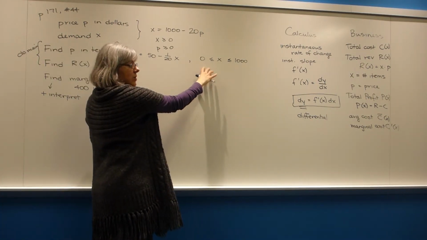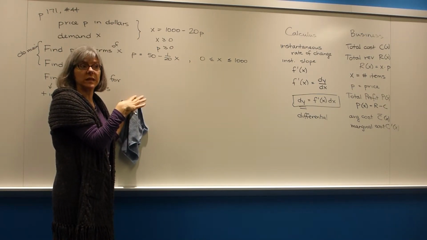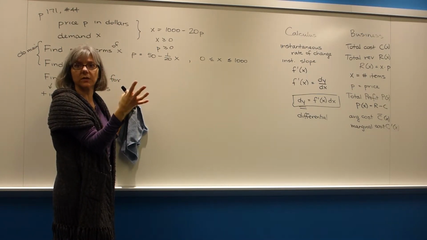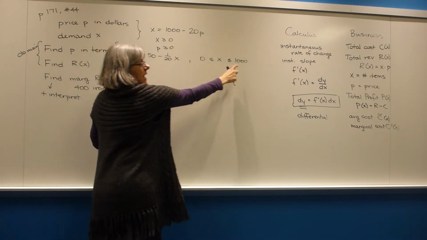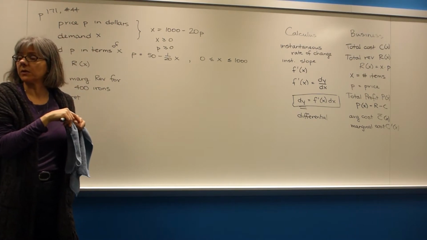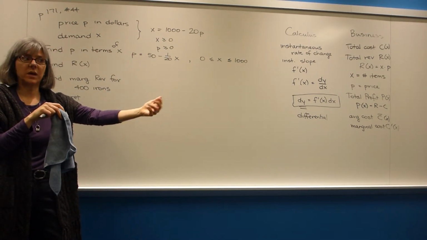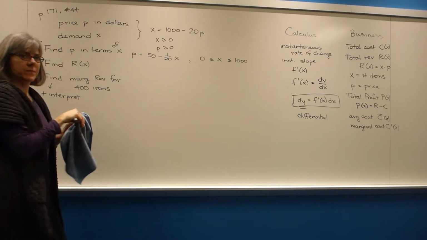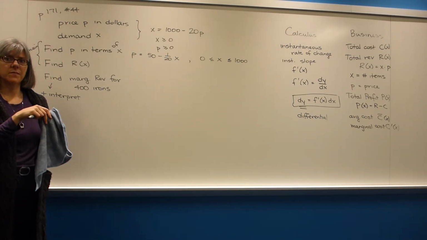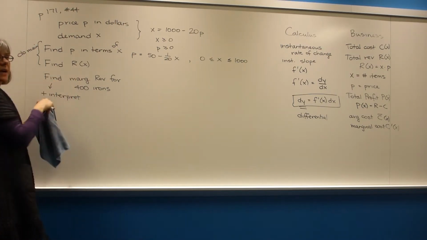So to find the domain, you always know x is greater than 0. You always know that unless they tell you something more than that. Sometimes they'll say greater than 10 or greater than 1. The endpoint comes from looking at what happens when price equals 0, because that's as high as the demand is going to go to drive the price down to 0. Is that okay? We'll do some more. Let's look at this one. Find R of x.